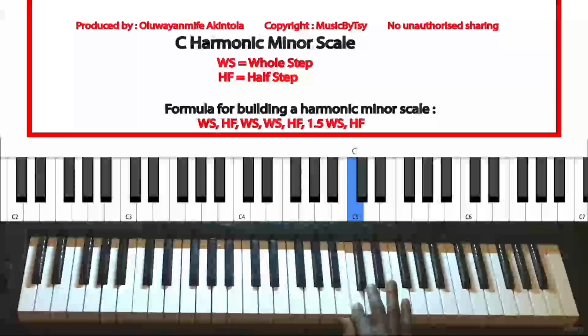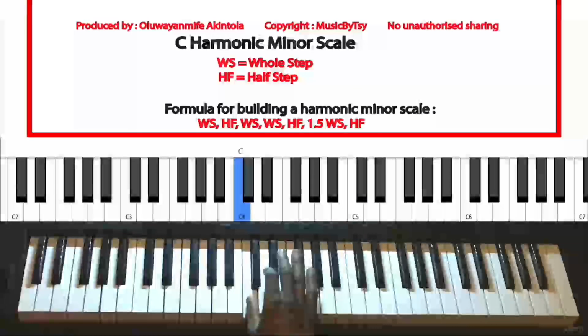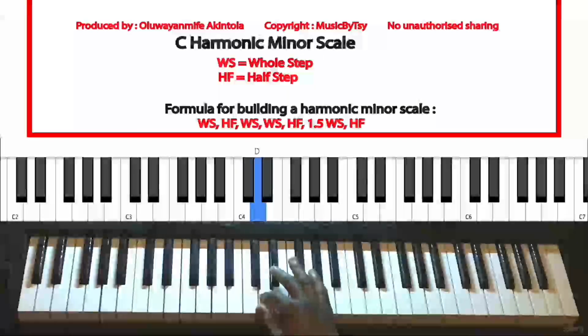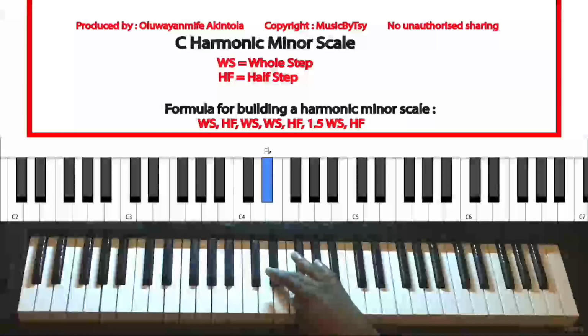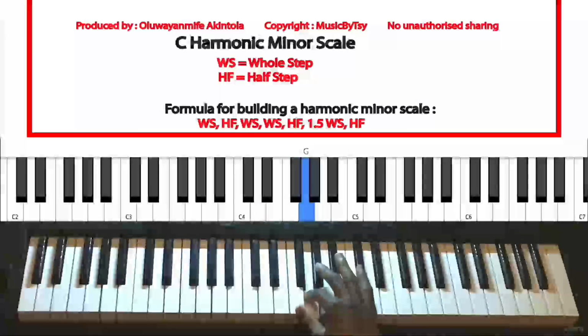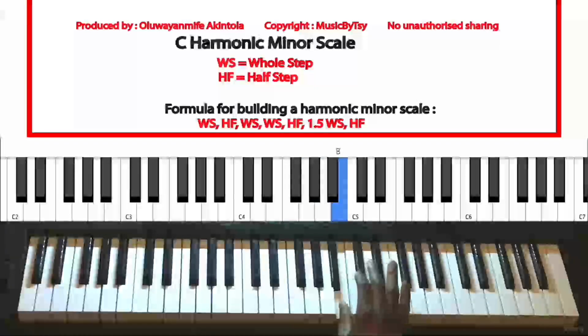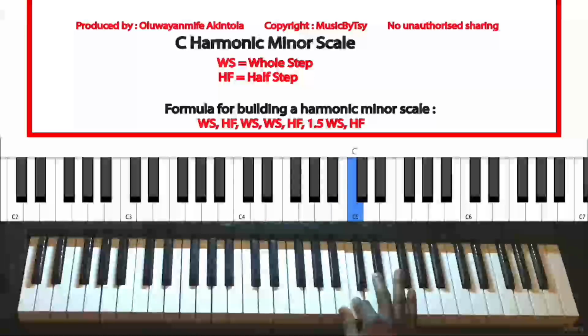See that? Let's do that again. Starting from the key of C, we're going to take a whole step, then a half step, then a whole step, then a whole step, then a half step, then 1.5 steps, and then a half step. So that's it. That is the C harmonic minor scale.